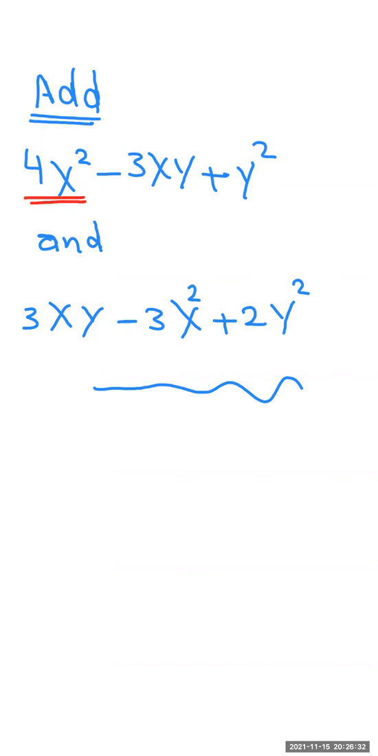The first term, 4x squared. Then look for the term which contains x squared. So it's this one. So now 4x squared minus 3x squared will equal x squared. Then what will be the next term? Negative 3xy, positive 3xy: a number plus its additive inverse. So of course it will equal 0, right?